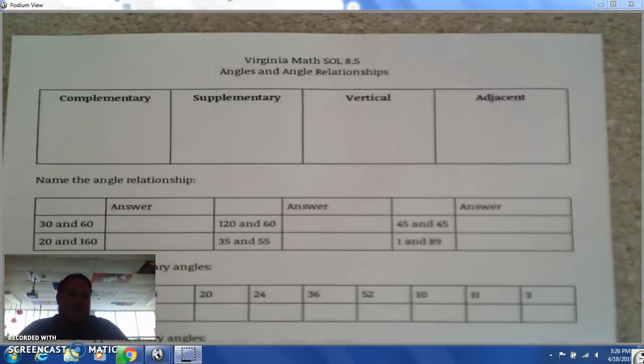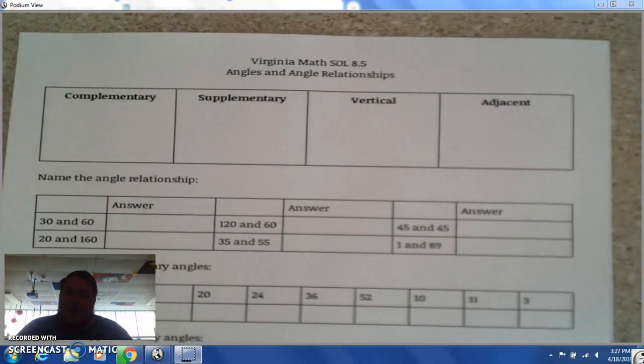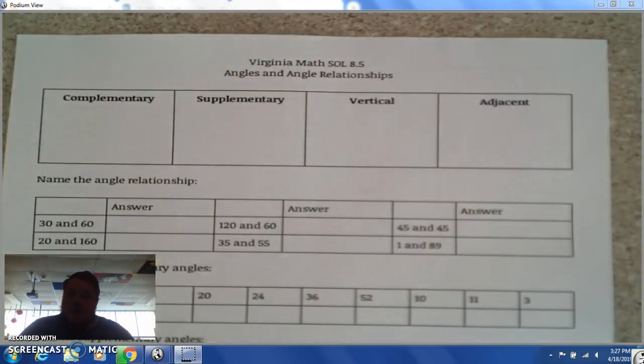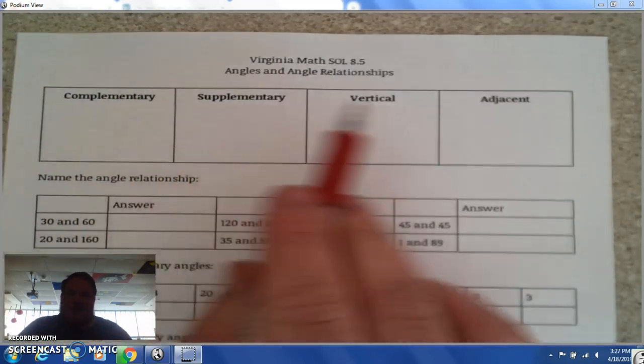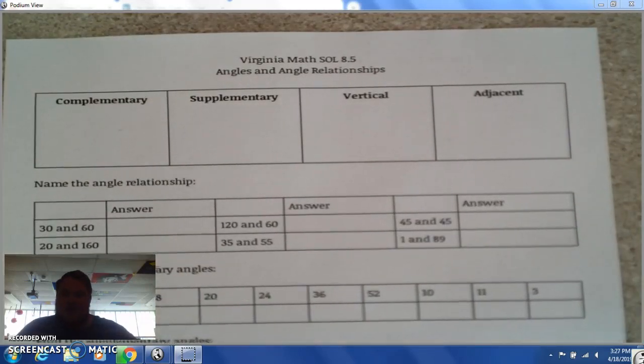Greetings. Today we're going to be covering SOL 8.5, which talks about angles and angle relationships in preparation for your SOL. Now, there are four types of angle relationships that you will need to know for your SOL: complementary, supplementary, vertical, and adjacent. I'm going to focus this.